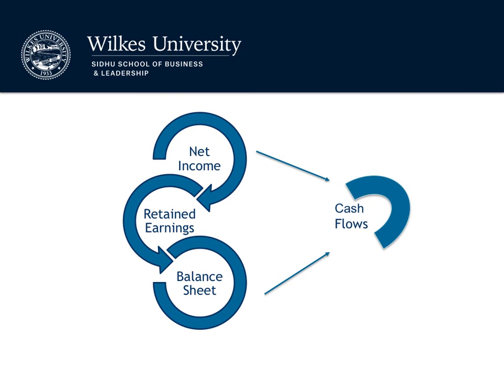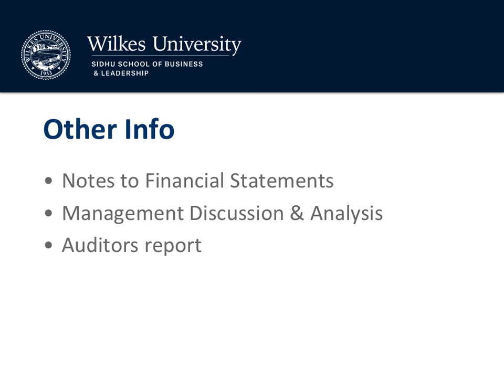The interrelationship between the statements is important. The net income from the income statement is shown in the statement of retained earnings, and the ending balance on the statement of retained earnings is shown on the balance sheet. Additionally, the income, the balance of cash, and many other occurrences during the year that involve cash are shown in the statement of cash flows.